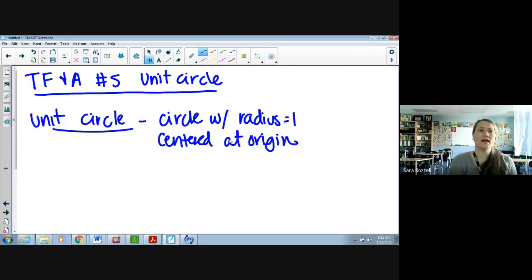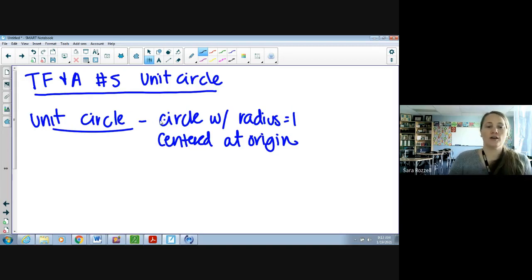And like we said just a second ago, we can use our ratios that we used the other day, our y over r, x over r, our r over x, to figure out what our sine, cosine, tangent would be for our unit circle, because our radius is going to be 1. So we're just going to plug that in for our r value.